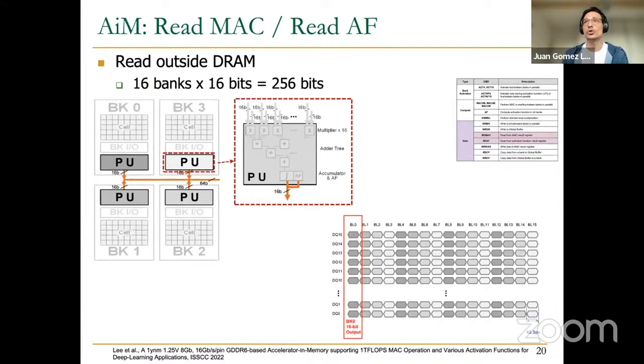And to do so, we can use 2 different commands, either this read MAC or this read activation function, and this would happen in successive cycles. As you see, first of all, reading the first 16 bits coming from bank 0.